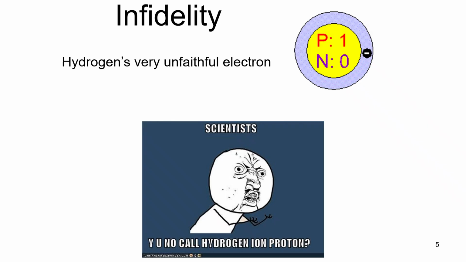So therefore, we refer to a hydrogen as a hydrogen ion, a hydrogen cation, or sometimes it's even just referred to as a proton. If the electron leaves, then all that's left is this nucleus with one proton in it, right? And essentially what we have is just a hydrogen cation.